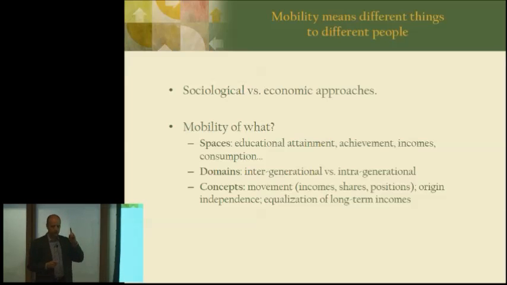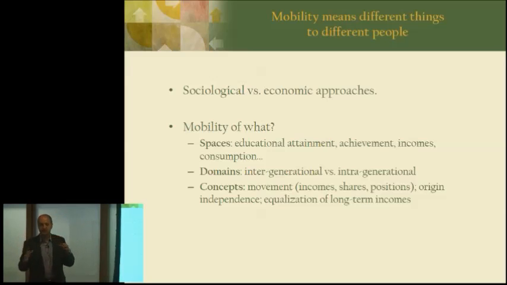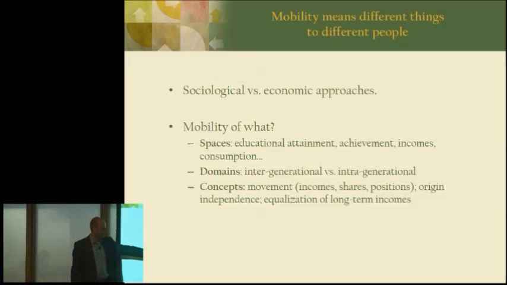Now, the first one has a lot of directional income movement, because if you add up changes in income, there's a lot of it. But there's no rank movement. There's no re-ranking at all. There's no change in the income shares. There's no origin independence. There's no equalization of long-term incomes.